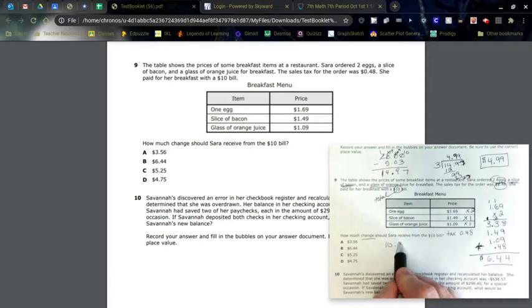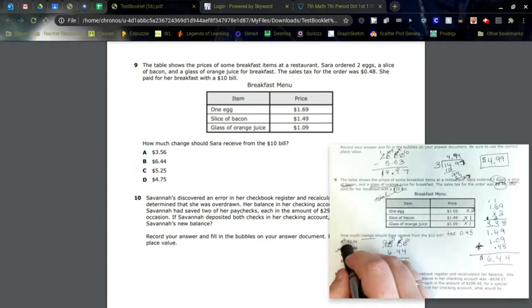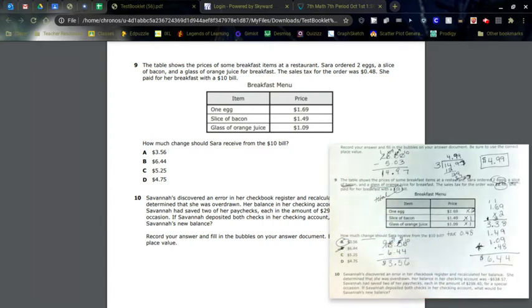She wants change from a $10 bill, so we're going to do $10 minus $6.44. If she spent $6.44, we know it's not that one, right? So let's see. Borrow from that. That becomes a 9, 10, 9, 10. 10 minus 4 is 6. 9 minus 4 is 5. 9 minus 6 is 3. So we have $3.56. So my answer is A.